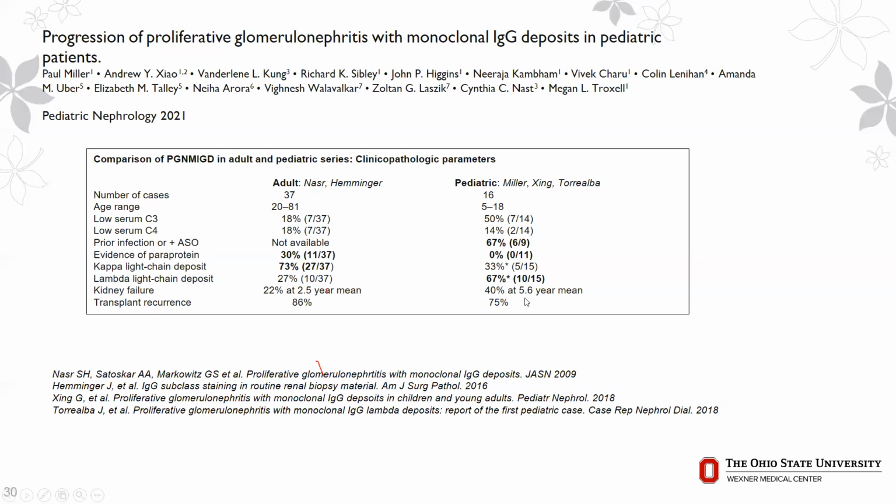Ours, I would consider a pediatric case. It started when she was 17, and it does show IgG lambda staining. Unfortunately, in both groups, there is quite a high incidence of kidney failure. And in fact, it also recurs in the transplant kidney.